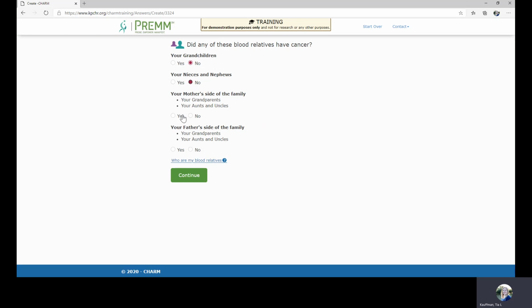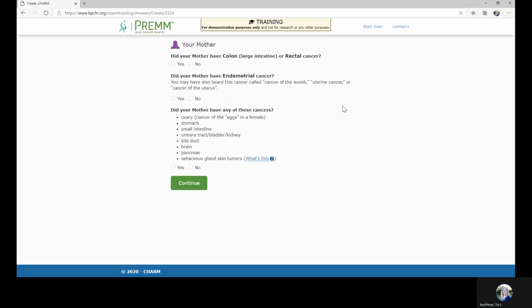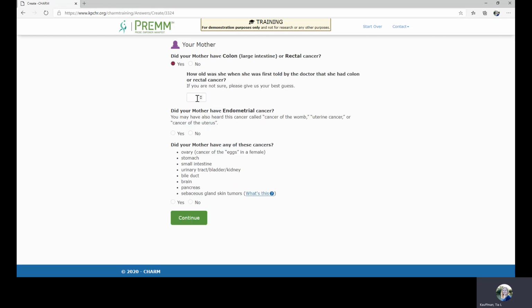But you can see what this does is it walks you through both sides of the family so that you don't have to determine which is the affected side of the family. And I said my mother had had cancer, so I'm going to say yes, she had colon cancer at 35. I'm going to say no to endometrial cancer. And then it also asks about other cancers that are associated with Lynch syndrome. I'm going to say no.